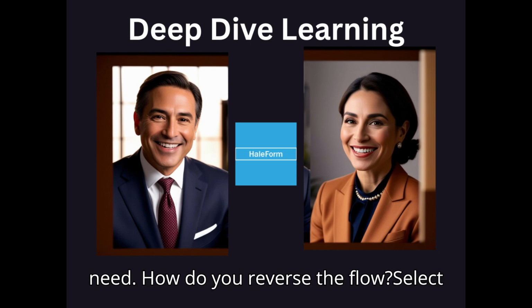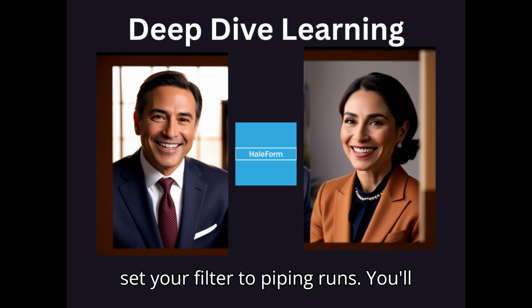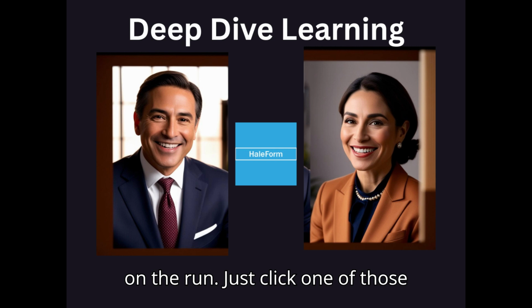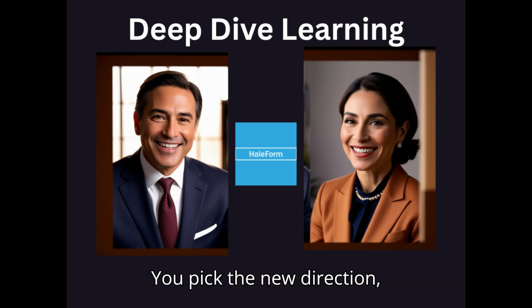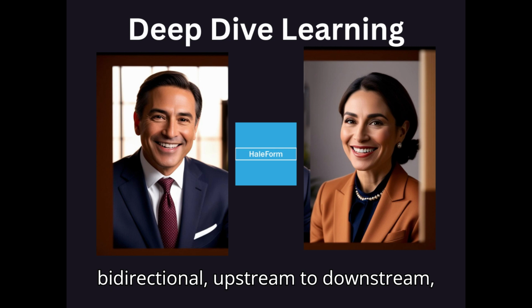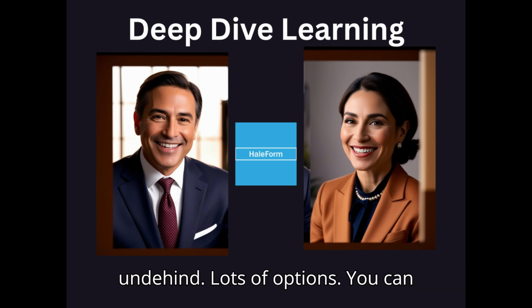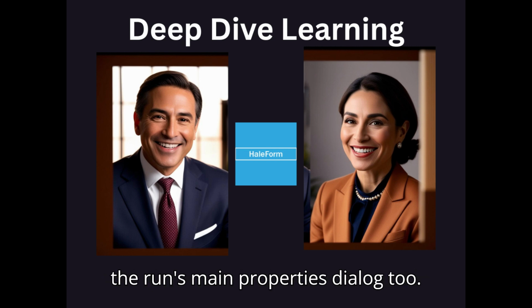Common need. How do you reverse the flow? Select the whole run first. Use the Select tool. Set your filter to piping runs. You'll usually see little flow arrow indicators on the run. Just click one of those arrows. Smart 3D pops up a flow dialog. You pick the new direction: bidirectional, upstream to downstream, downstream to upstream, no flow, undefined. Lots of options. You can probably also edit the flow direction in the run's main properties dialog, too.